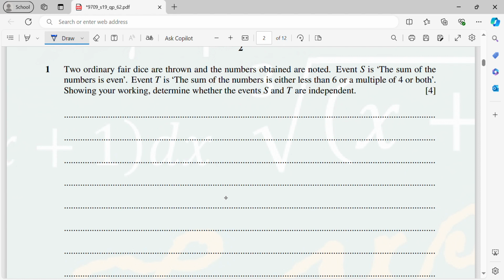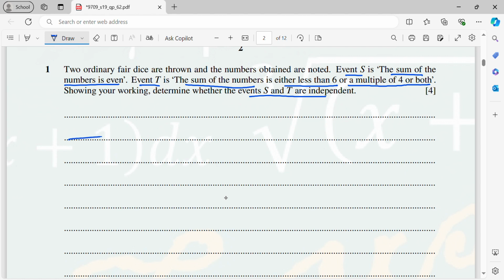Question number 1. Two ordinary fair dice are drawn, and the numbers obtained are noted. The event S is the sum of the numbers is even, and the event T is defined as the sum of the numbers is either less than 6 or a multiple of 4 or both. Now showing your working, determine whether events S and T are independent.